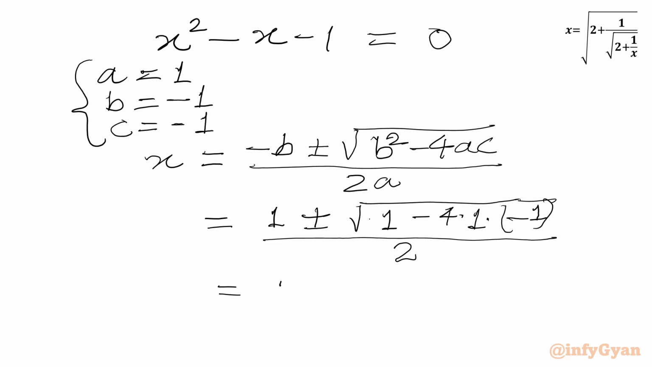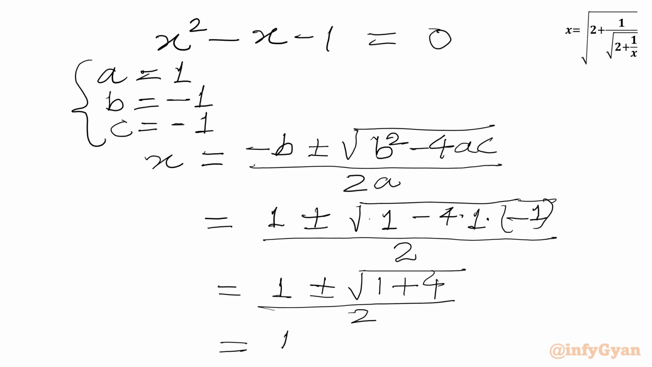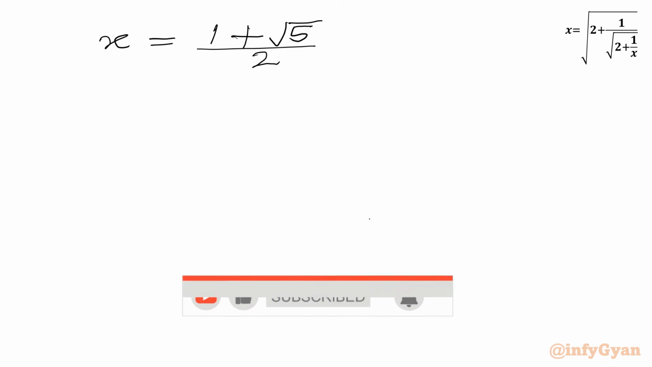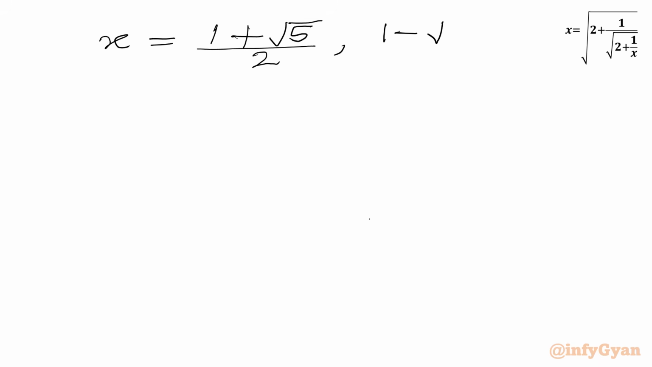So we will get 1 plus minus square root of 1 plus 4 over 2. 1 plus 4 is 5. So we will write here 1 plus minus square root of 5 over 2. So we have two values of x. Let me write separately: x equal to 1 plus square root 5 over 2, and with minus sign in between, 1 minus square root 5 over 2.